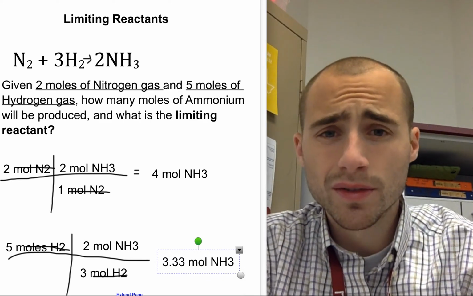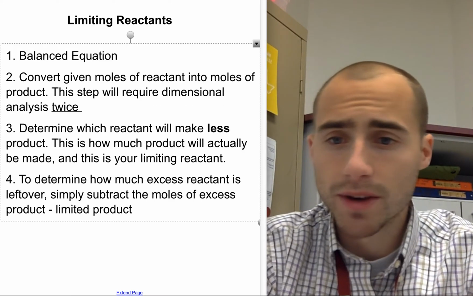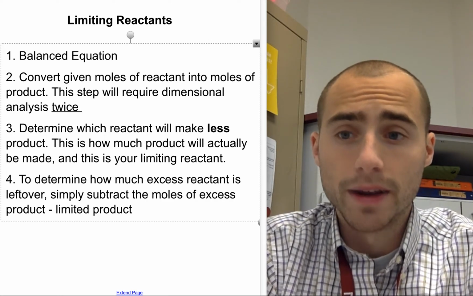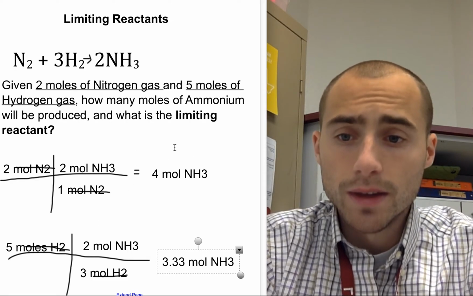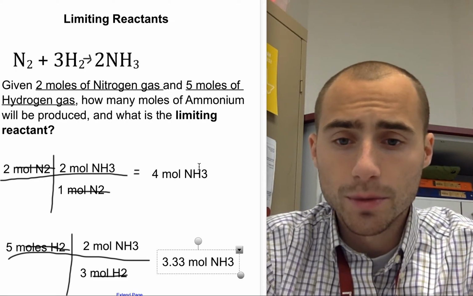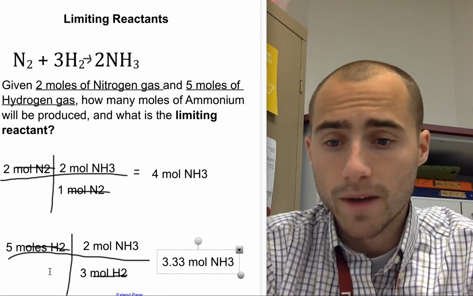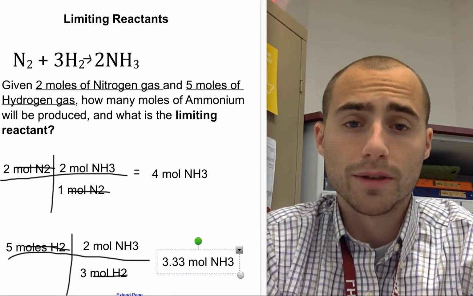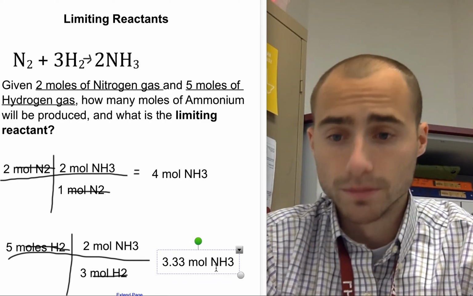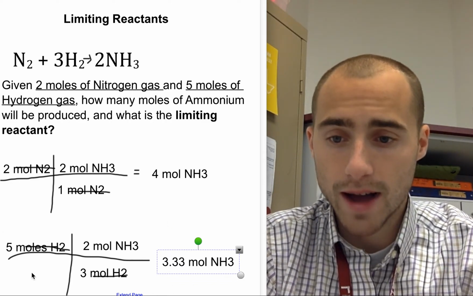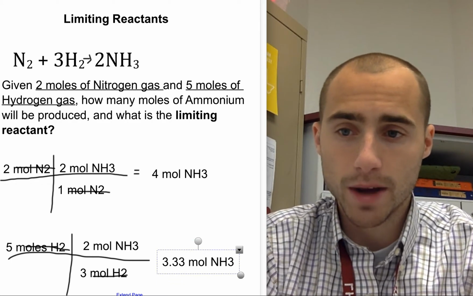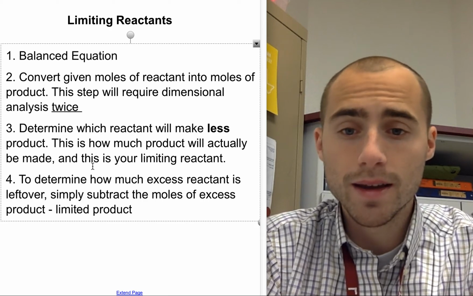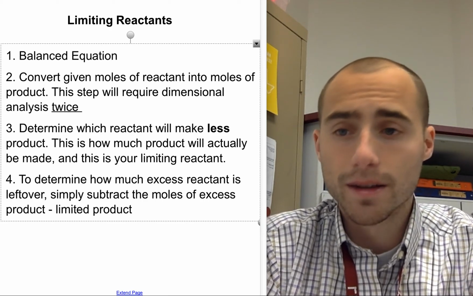Okay, we've done that. Well, what in the world did this just tell us? Let's find out. Let's go back to our steps. Step 3, determine which reactant will make less product. Well, this nitrogen, 2 moles of nitrogen gas, will produce 4 moles of product. 5 moles of hydrogen will produce 3.33 moles of product. So which one produces less? You just choose the lower number. In this case, our hydrogen is making less product. This is how much product will actually be made, and this is your limiting reactant.